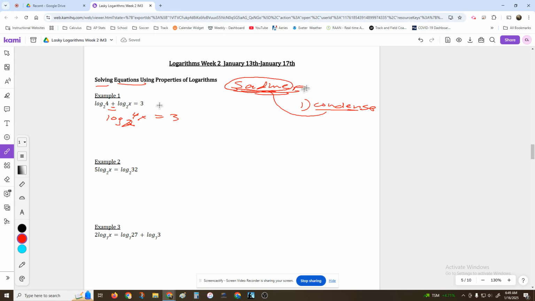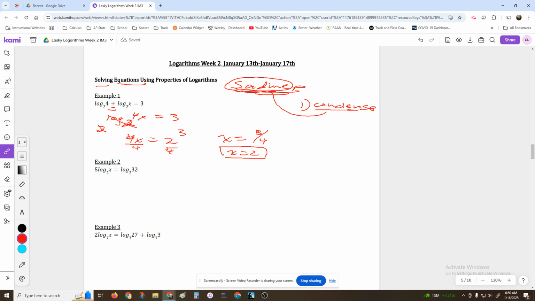Now I'm working with my exponents in parentheses. So I've done my first part of SADMET. And so what's my inverse operation of log base 2? It's base 2. Those cancel, and I get 4x equals 2 to the third. Sorry, guys, my brain just went dead. And then I finish it up here. I can divide both sides by 4, and I get x equals 8 divided by 4, x equals 2.